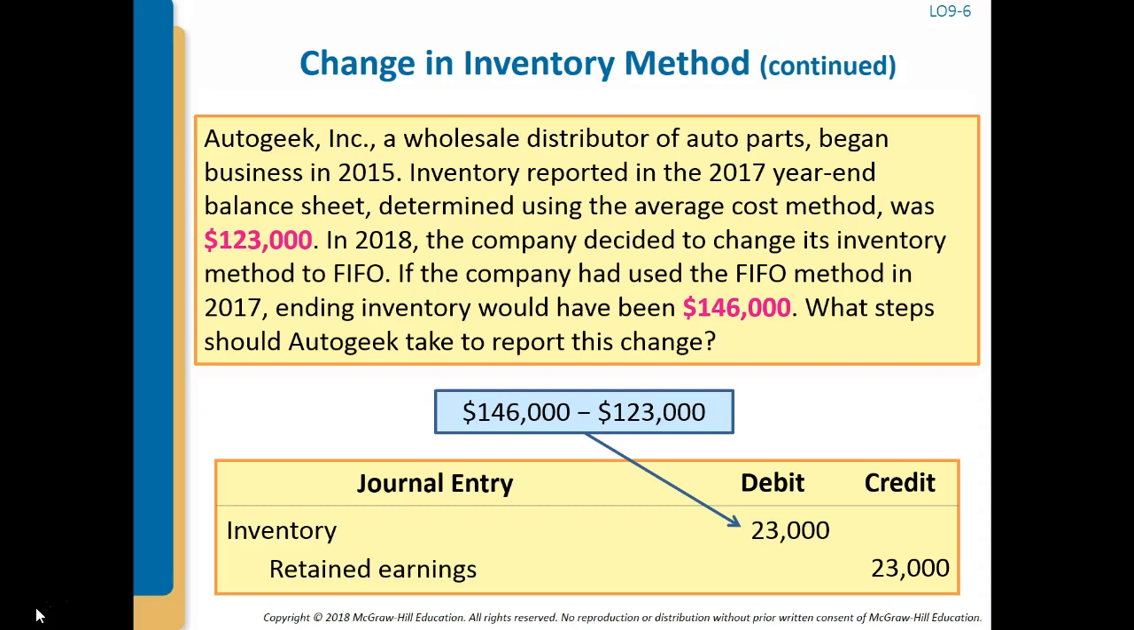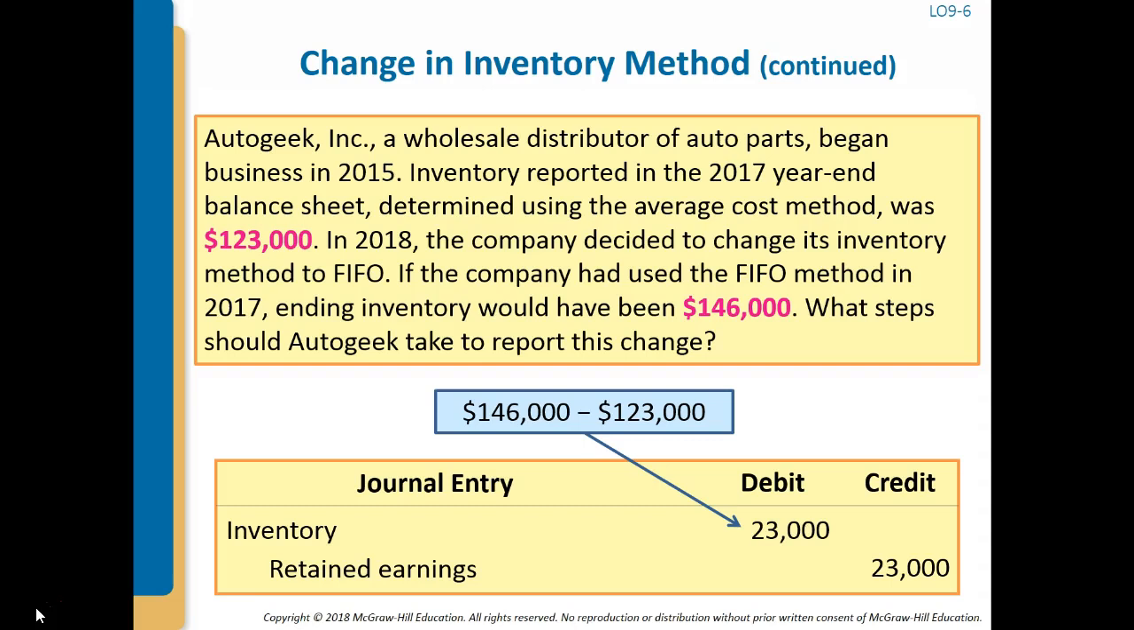In its statement of shareholders' equity, AutoGeek would report retained earnings each year as if it had used FIFO all along. And for the earliest year reported, the company would revise beginning retained earnings that year to reflect the cumulative income effect of the difference in inventory methods for all prior years.